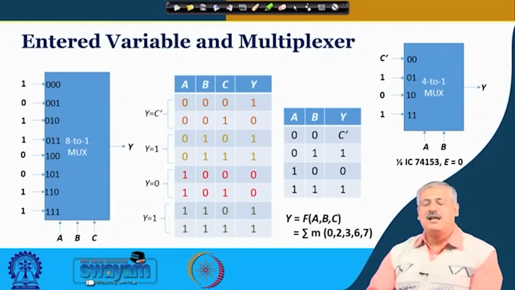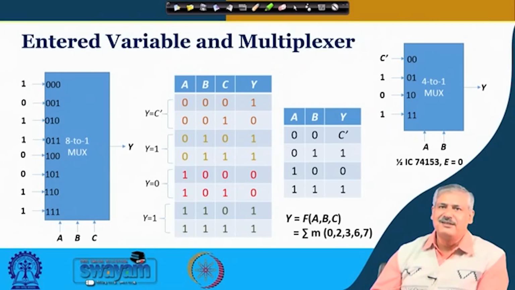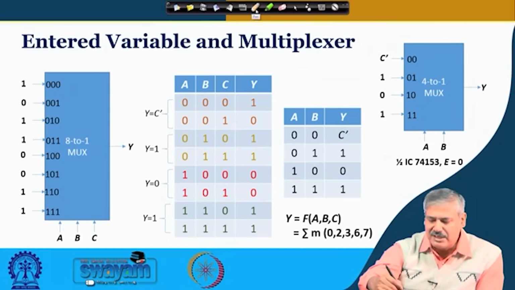Now, so far we have seen that as many variables for realization, as many control inputs or select inputs will be required. Okay. But if you have a problem where you want to realize a 3 variable function, but you have only a 4-to-1 multiplexer available, can you go ahead? It is possible if we utilize the concept of entered variable, which we had done in the earlier case of entered variable map based minimization and all. Okay. So, let us look at how this can be done through an example.